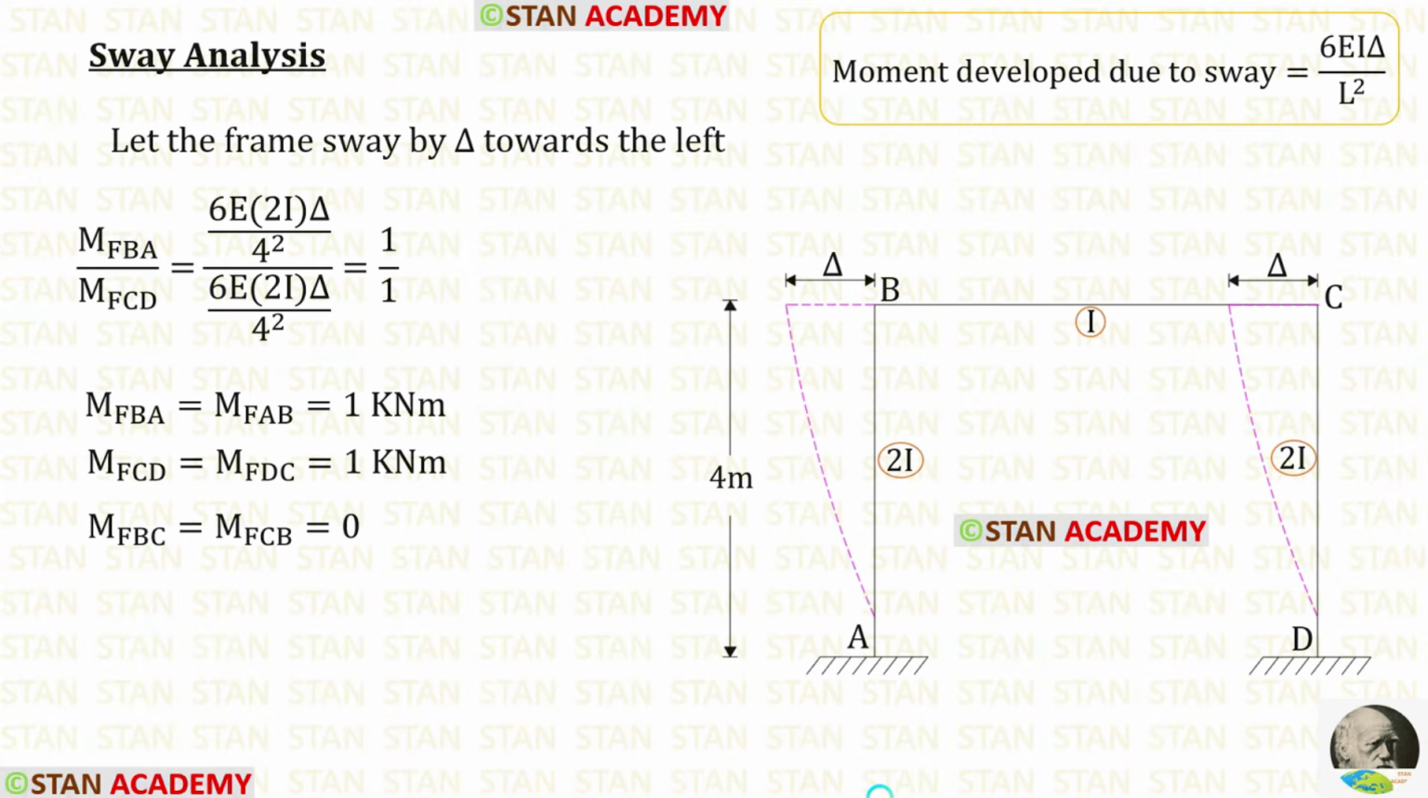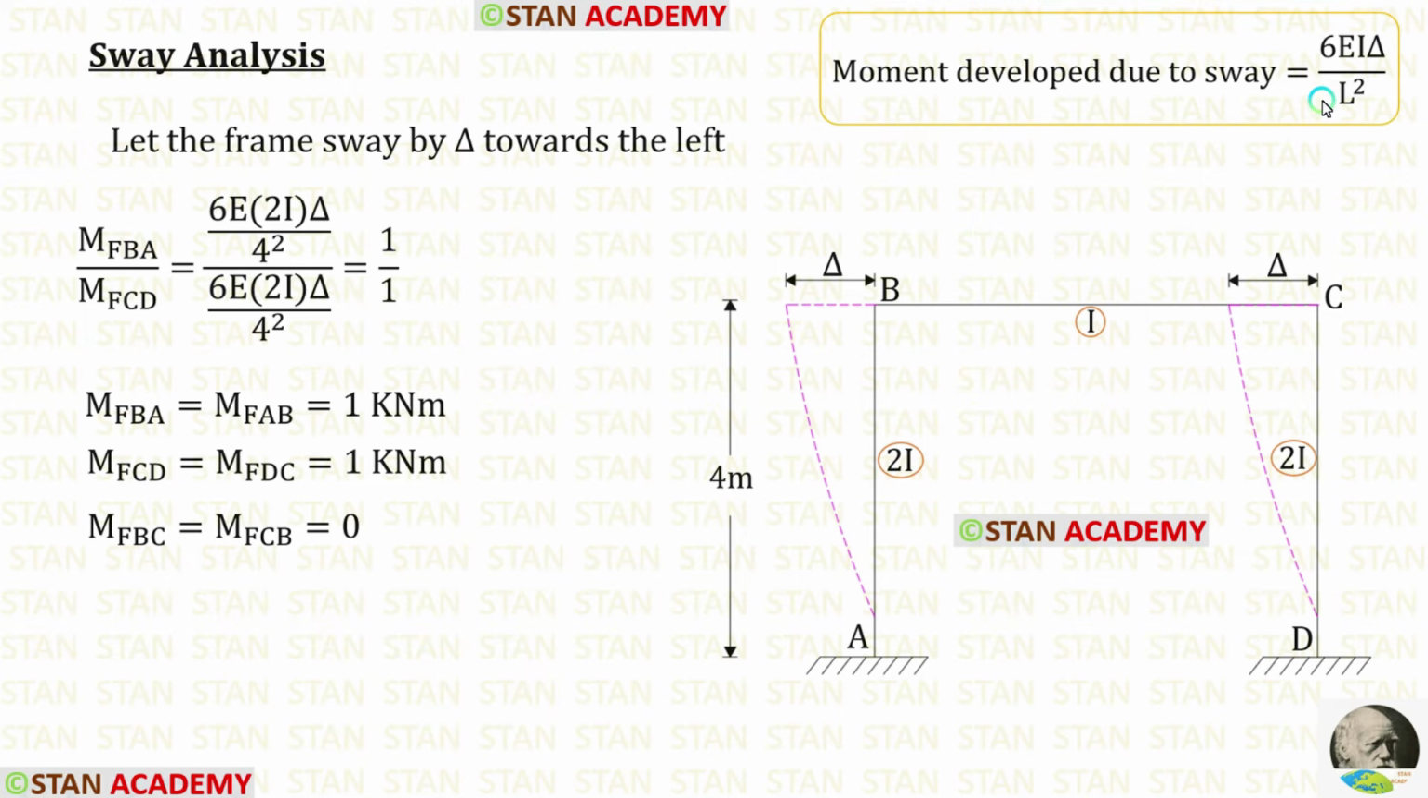In sway analysis, we have to remove all of the loads in the frame. We know that the sway occurs towards the left side. So let the frame sway by delta towards the left side. Now we have to find the ratio of the fixed end moments M of BA and M of CD.